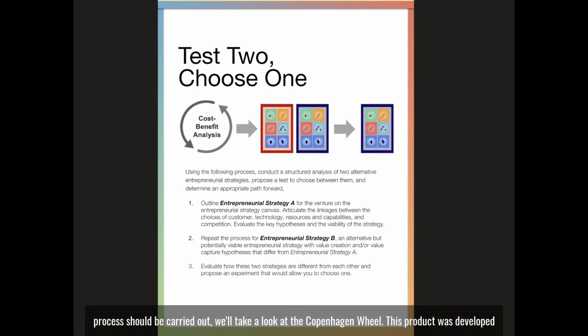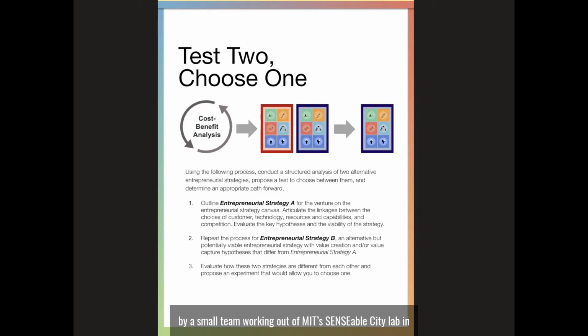To illustrate how this process should be carried out, we'll take a look at the Copenhagen Wheel. This product was developed by a small team working out of MIT's SENSEable City Lab in 2013, and the team went on to found Superpedestrian, a venture that develops technologies for microelectric vehicles that optimize for safety, reliability, and performance.